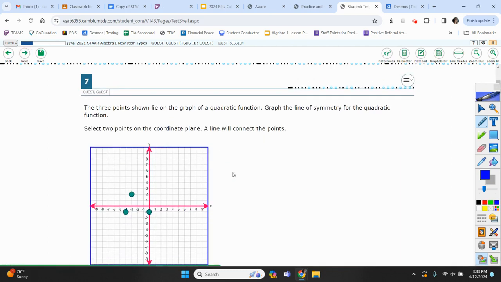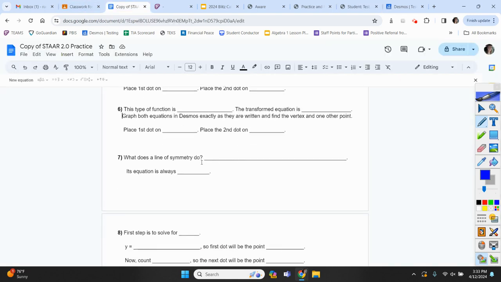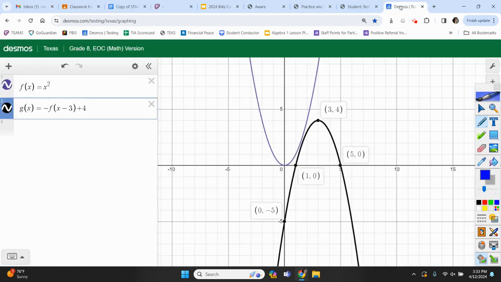Number 7, on your paper, what does a line of symmetry do? So a line of symmetry, remember, cuts it in half. So its equation, if you remember back to our supplemental aid on the reverse side, the reference materials at the very bottom, it says axis of symmetry, and then it has this formula, x equals -b over 2a. All I had y'all do was circle x equals because I want you to remember that it's x equals, always.